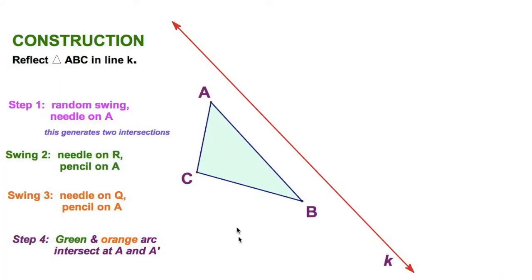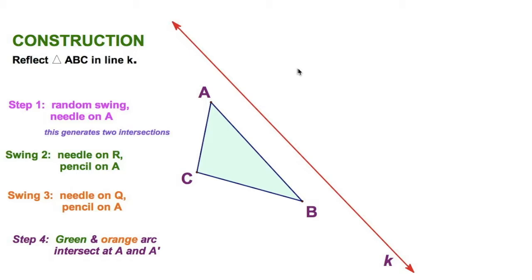Thanks for joining us for this construction. This will be a compass construction which will give us a reflection of this triangle ABC across this axis, which is the line K. Now I wrote out the steps here in case you want to write them down, and I wrote them out for point A here. So we'll go nice and slow.